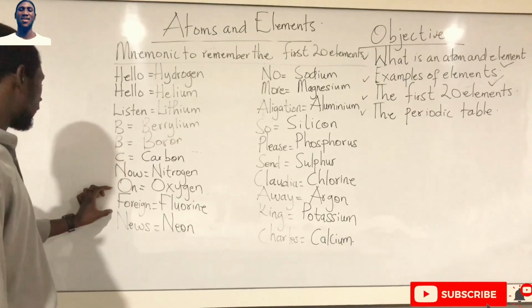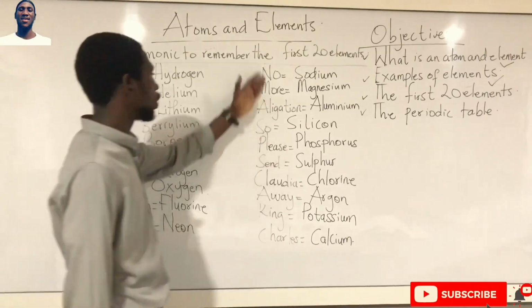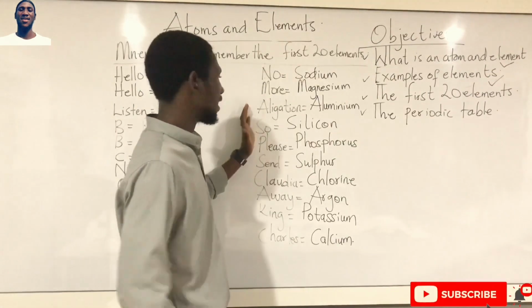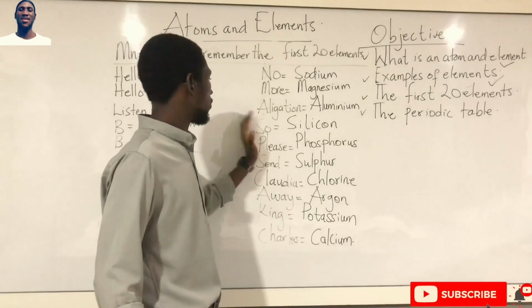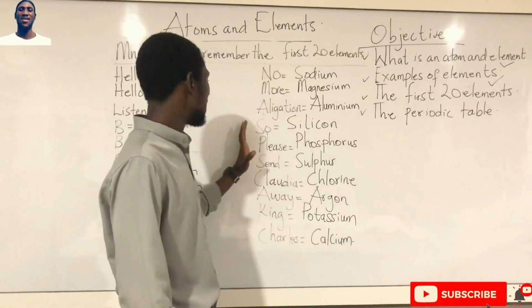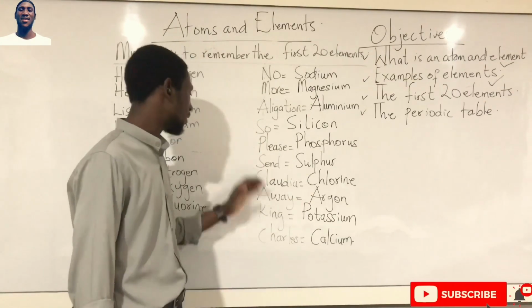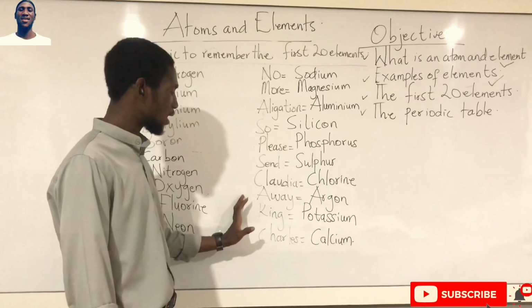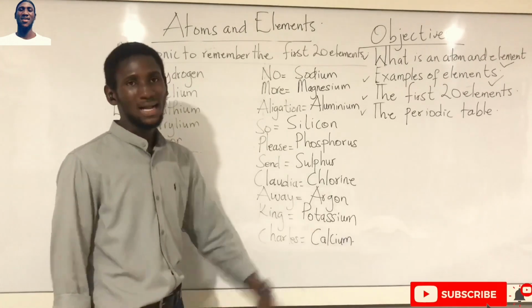on for oxygen, foreign for fluorine, news for neon, no for sodium, more for magnesium, allegation for aluminium, so for silicon, please for phosphorus, send for sulfur, Claudia for chlorine, away for argon, king for potassium, then Charles for calcium.